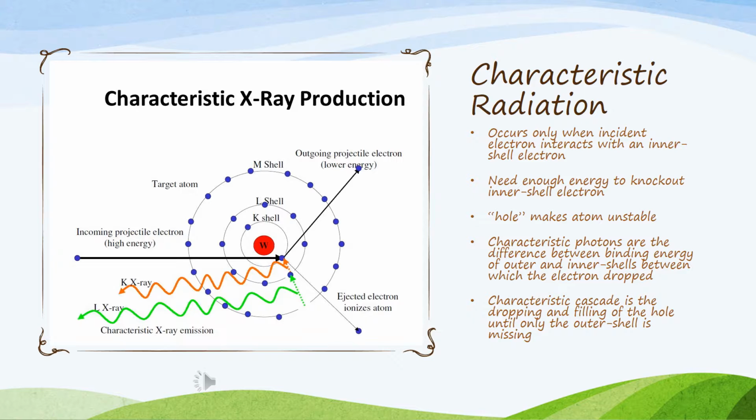Characteristic radiation occurs only when an incident electron interacts with an inner shell electron. The incident electron must have enough energy to knock the inner shell electron from orbit, thereby ionizing the atom. The electron hole that has been created in the inner shell makes the atom unstable. Characteristic photons are the difference between binding energy of outer and inner shells between which the electron dropped. Characteristic cascade is the dropping and filling of the hole until the outer shell is missing.